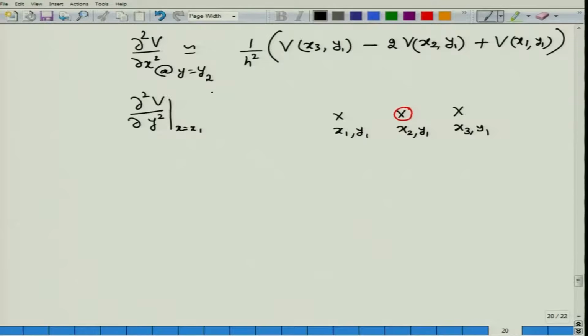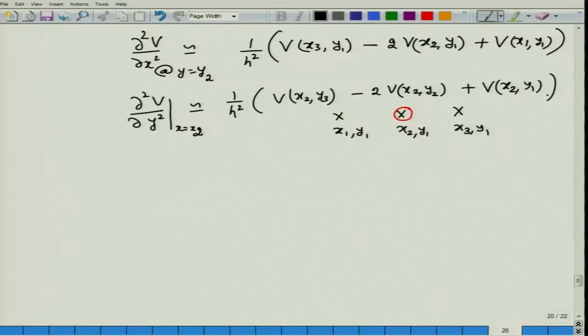Similarly, del square v by del y square at this particular point, in the plane at x equal to x2 instead of x1, can be written as 1 by h square times v of x2 comma y3. This is now at the top and the bottom, where I apply a weightage of +1 and +1, while the center point has a weightage of -2. So I will have v of x2 y3, which is at the top, minus 2 v of x2 y2, and then plus v of x2 comma y1.